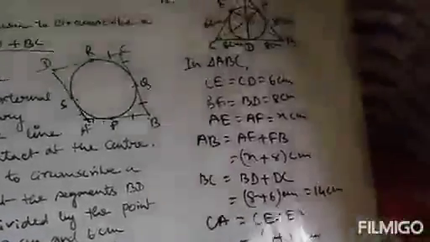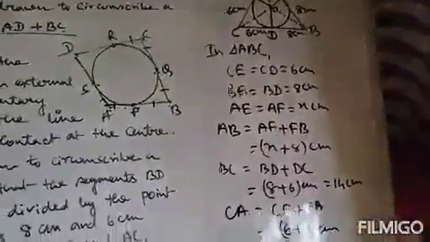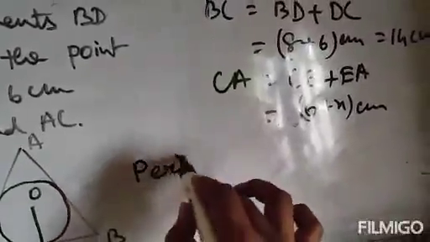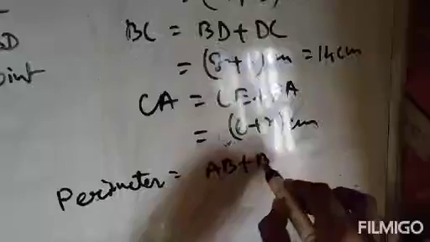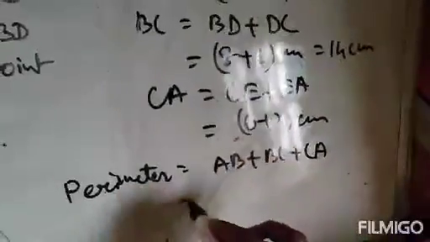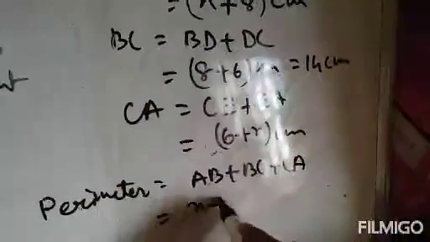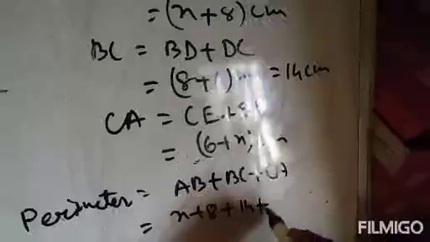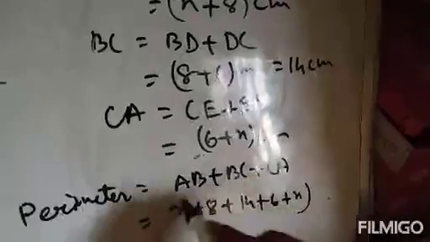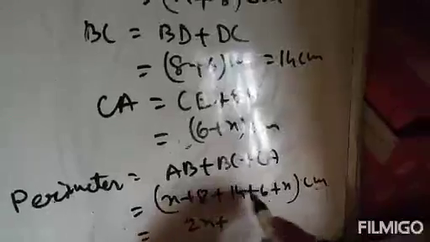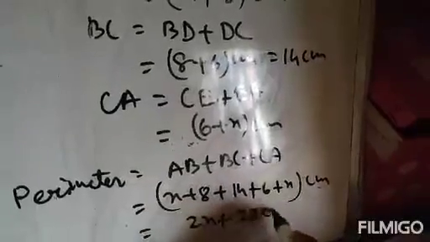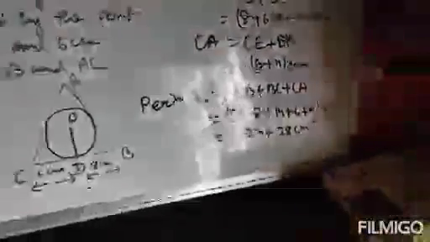Clear? So we have got the three sides of this triangle ABC. Now we will find the perimeter of this triangle. Perimeter means if you add all three sides of a triangle, you will get the perimeter. So AB plus BC plus CA is the perimeter. AB is x plus 8, BC is 14 and CA is 6 plus x centimeter. So it will be 2x plus 28 centimeter. That is the perimeter of the triangle.